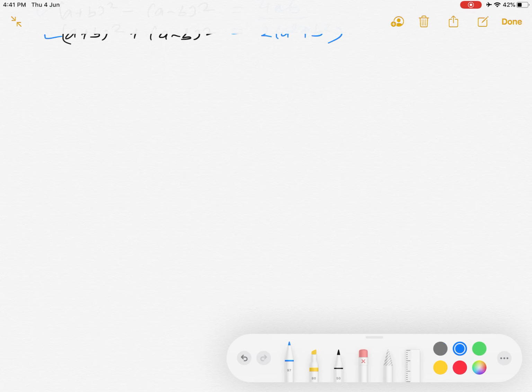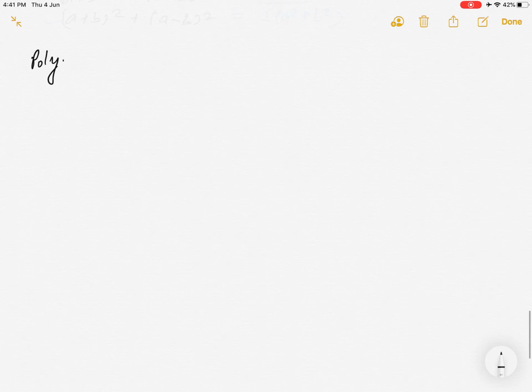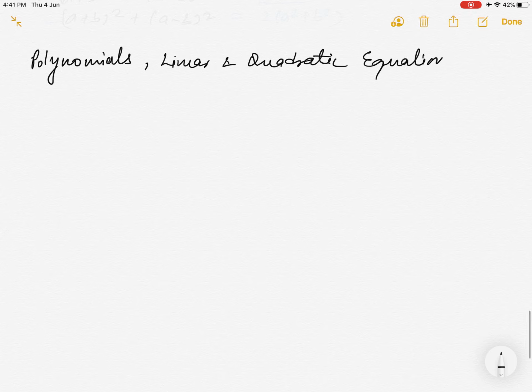Next concept is the concept of polynomials, linear and quadratic equations. So you have polynomials, linear and quadratic equations. Now what do they mean?